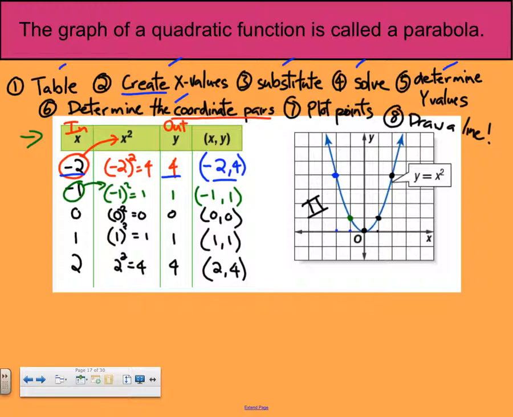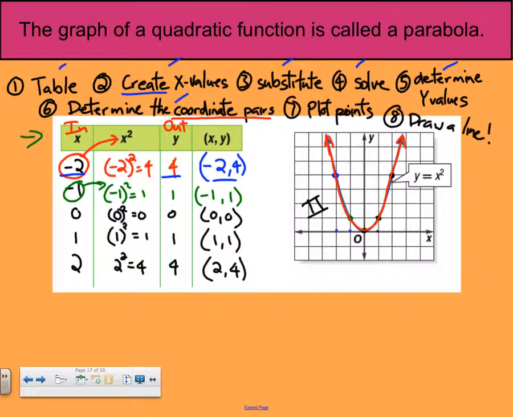And then all I have to do is make a nice U shape out of these points that I have. So I try to connect the points as best I can. And when we're doing curved lines like this, it's not going to be nice and straight and perfect, but you get the general idea. So we were able to graph the quadratic function. We came up with a nice parabola, and we were able to take care of all those steps.